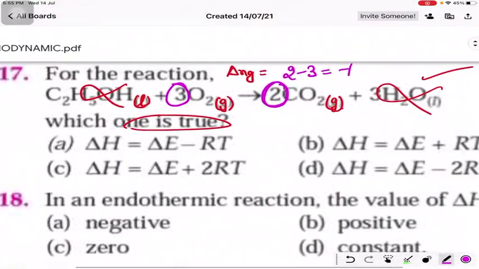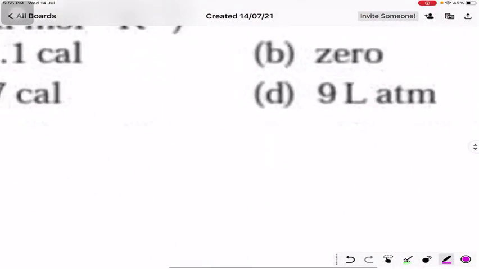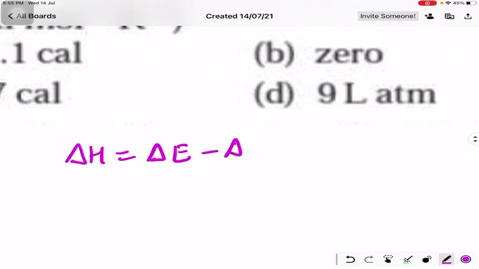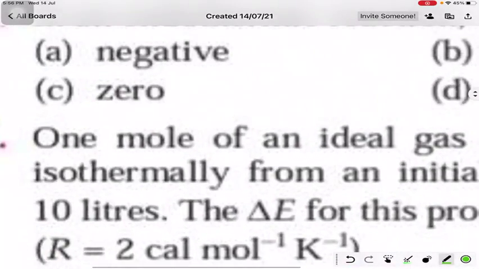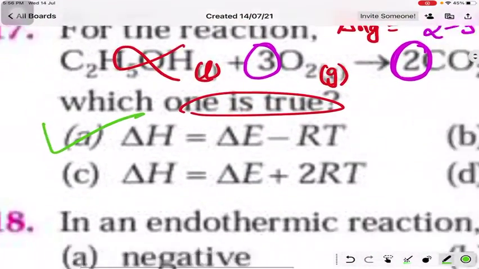So what will be the expression? Because delta H is equal to delta E plus delta Ng RT. So put the value of delta Ng here, it is delta E minus 1 RT. So this is your right option, option number 1.